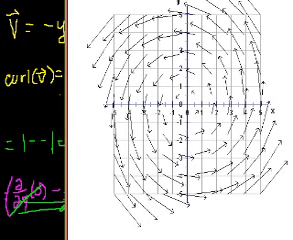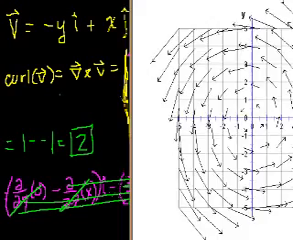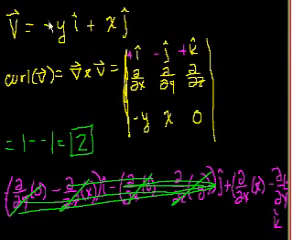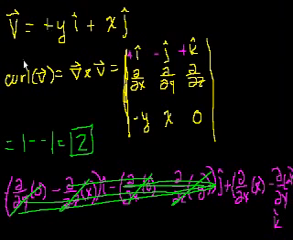Now, let's do a little experiment. What would have happened if this was plus y? So let's just do that experiment. If this was plus y, then in this final term we would have taken the partial derivative with respect to y of plus y, and so this would have been 1 minus 1, and then our curl would have been 0, which would have meant that we would have had no rotation.